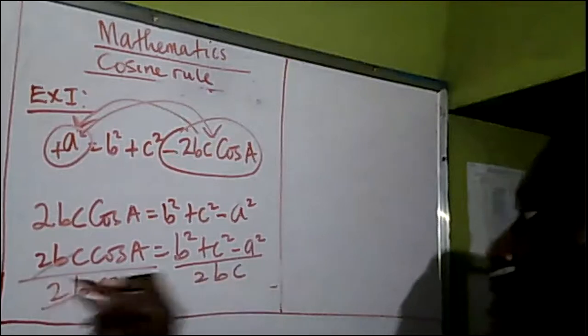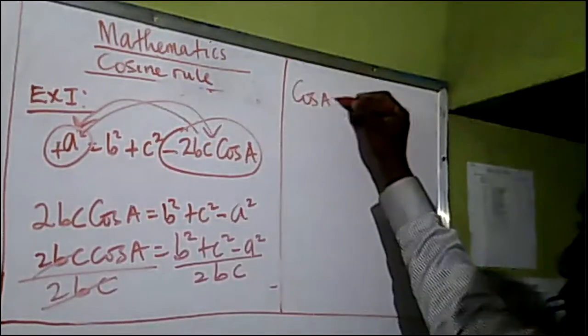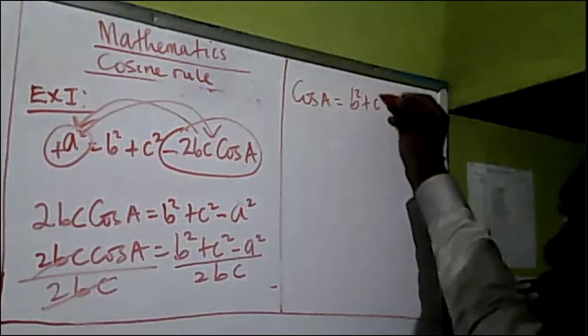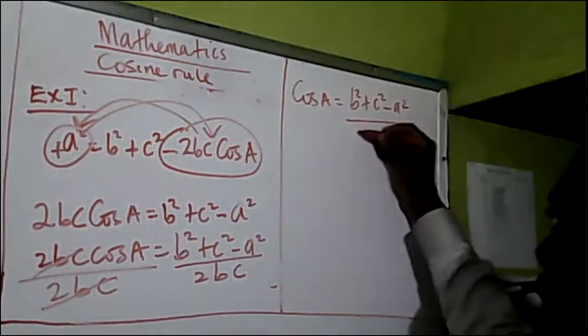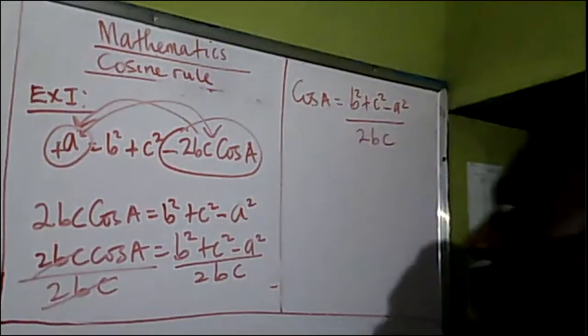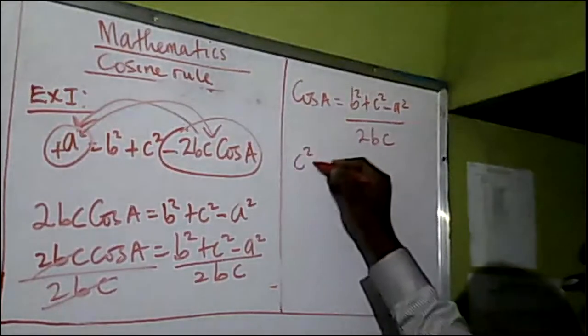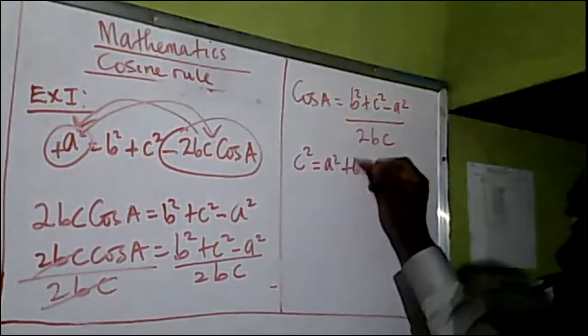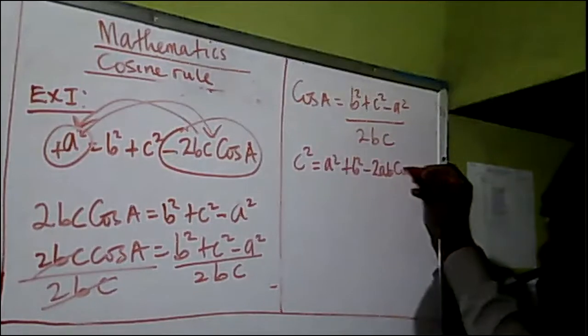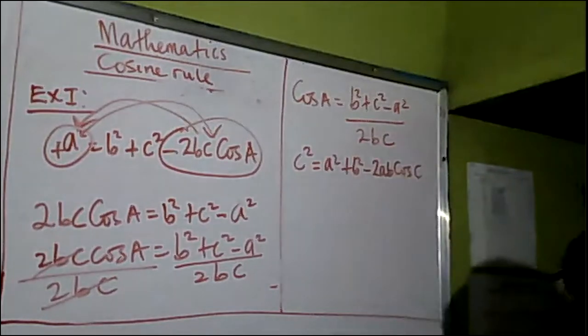2bc. So cos A is equal to what? b squared plus c squared minus a squared all over 2bc. So the same goes for the others. If you have c squared is equal to a squared plus b squared minus 2ab cos C, do the same thing. Then you get the what?